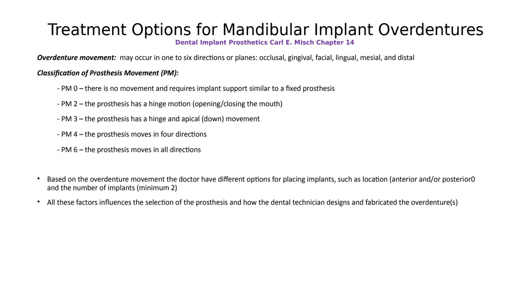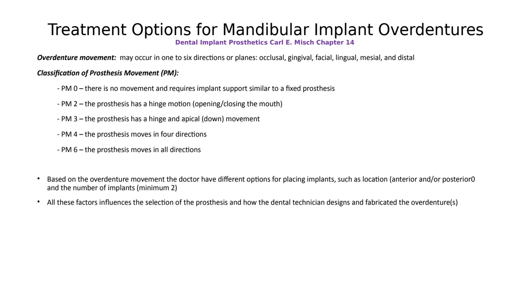But there are cases where this movement can be amplified, so to speak. So here is a classification of the prosthesis movement: PM0, where there is no movement; PM2, the prosthesis has hinge motion, opening and closing; PM3, the prosthesis has a hinge and apical movement, down movement; PM4, the prosthesis is moving in 4 directions; and PM6, the prosthesis is moving in all directions.